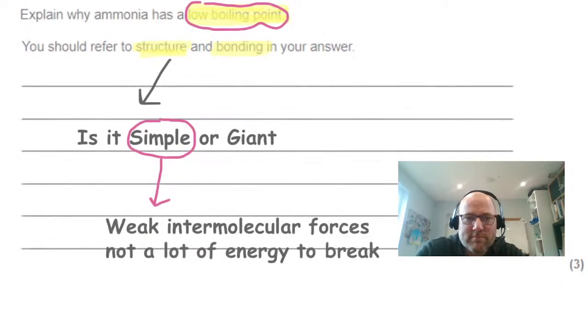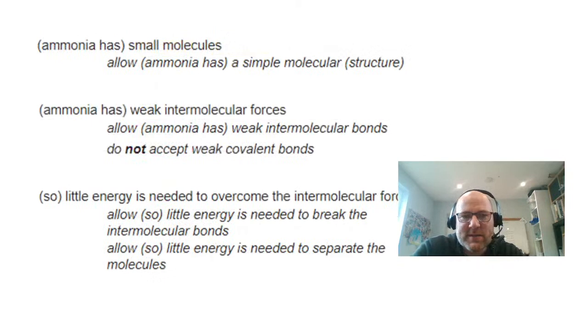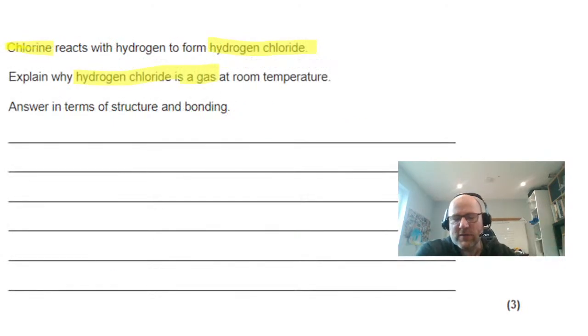Okay, let's go through some more examples. There's our answers. So why was ammonia a gas at room temperature, or why does it have a low boiling point? It's got a simple molecular structure, or small molecules. Weak intermolecular forces, only a little energy is needed to overcome those forces. Right, let's go through some other examples.